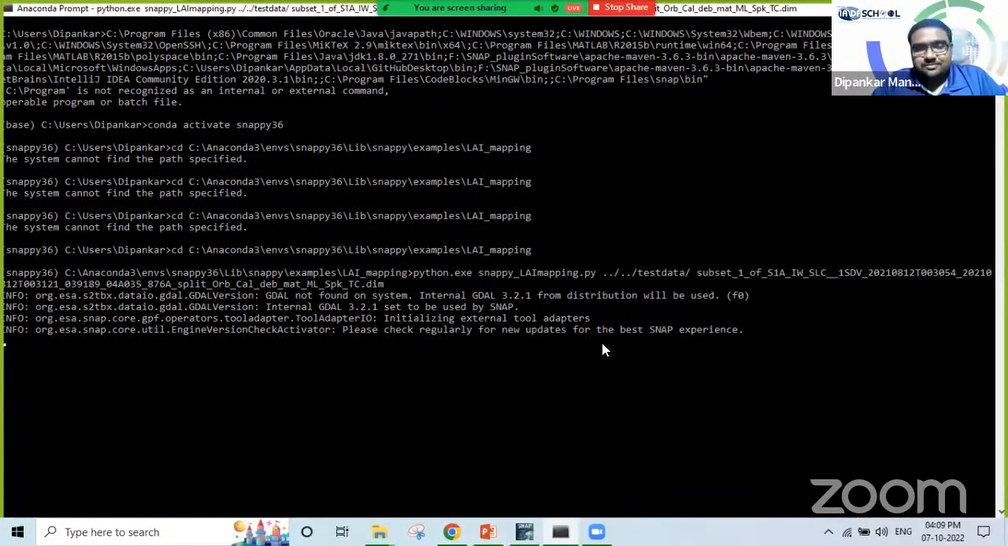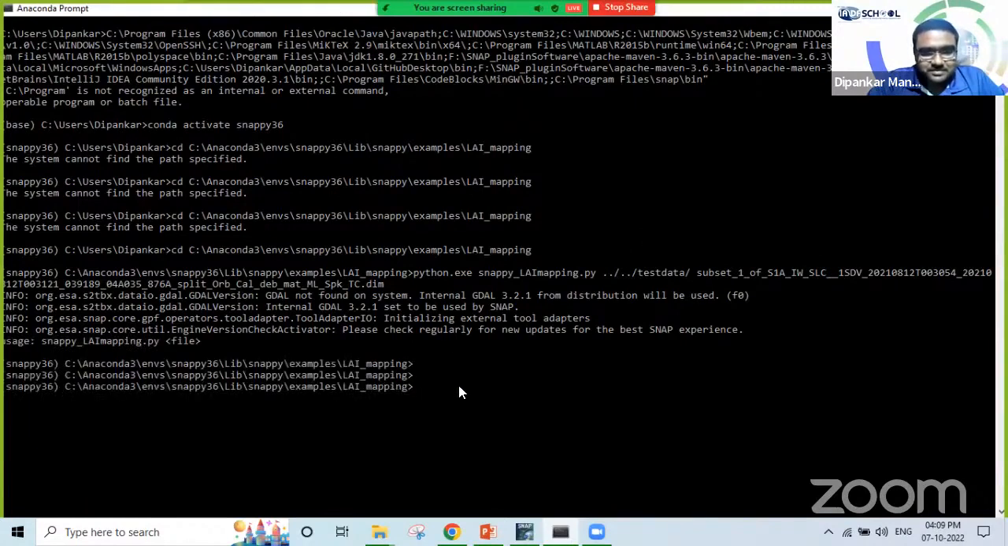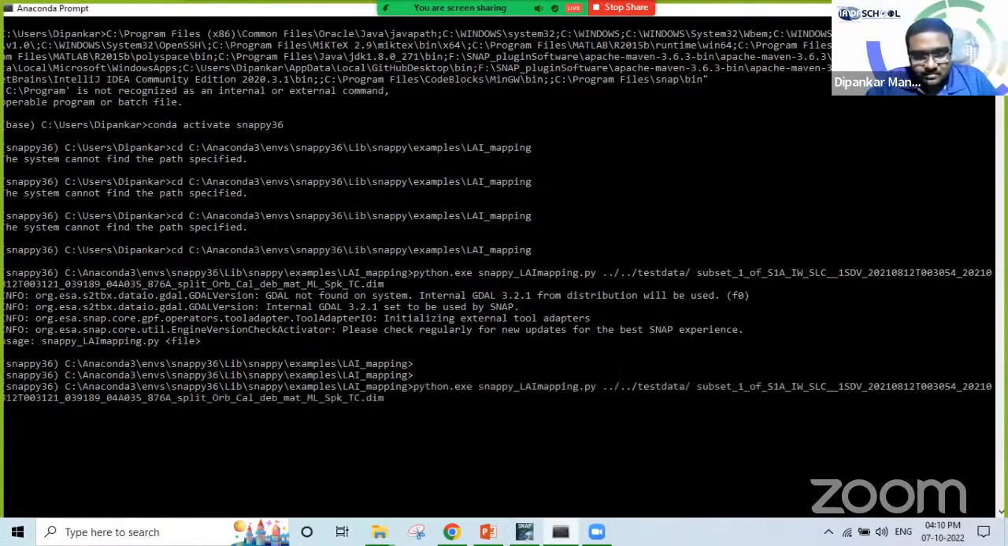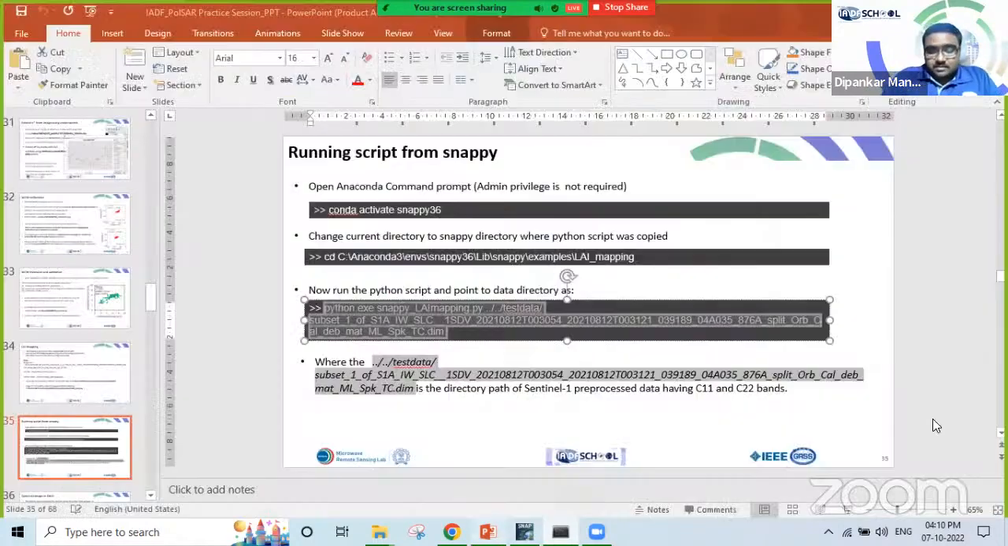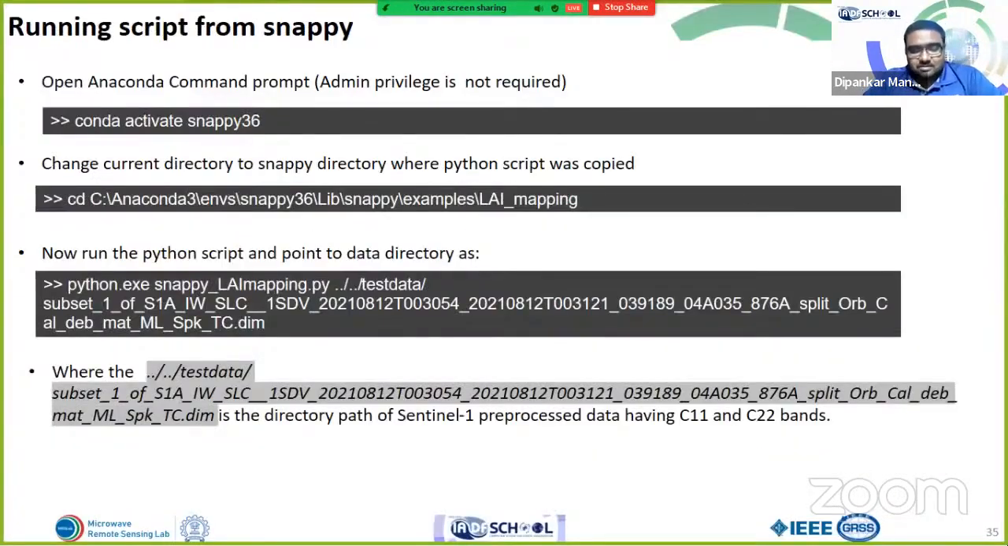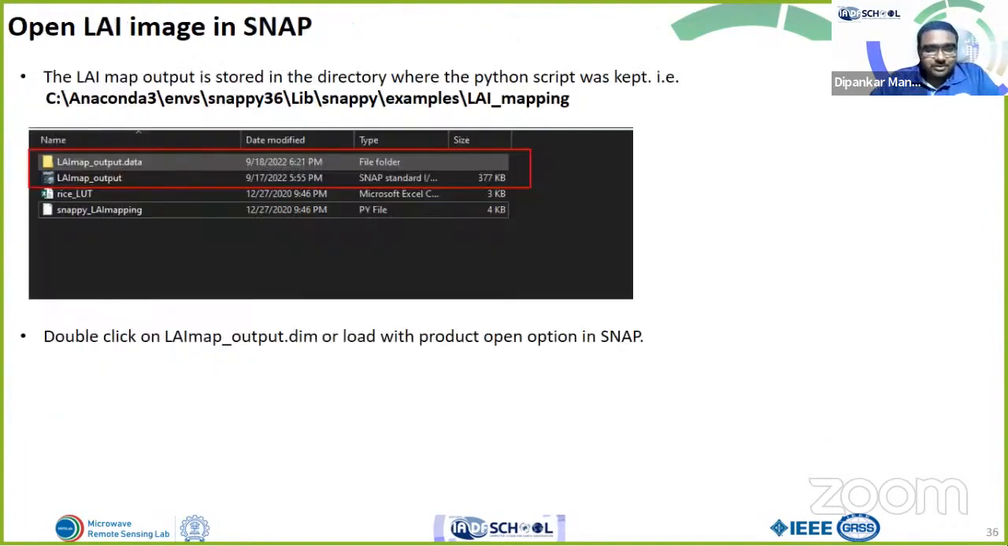It may take a few minutes, depending on your system configuration, but this is one of the efficient ways to generate maps in this repository. When you run this code, it will take the C11 and C22 bands from these two particular dates and generate the LAI products as LAI output, which can be seen in the same folder where we have stored the images in the repository.